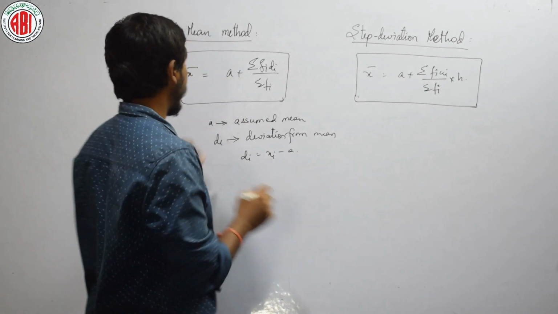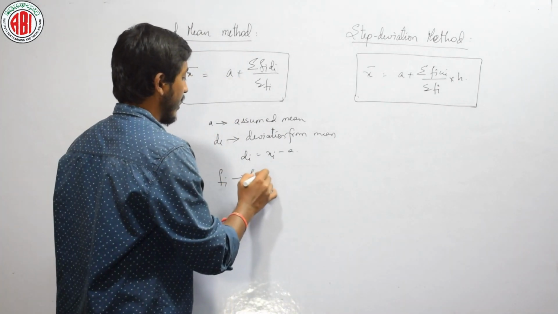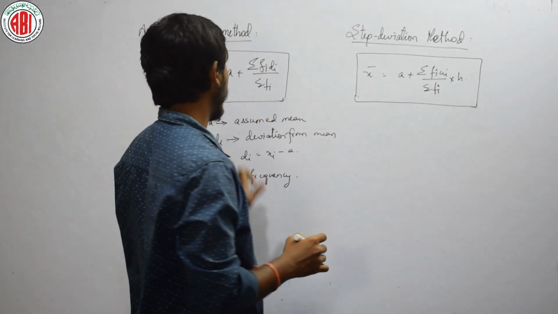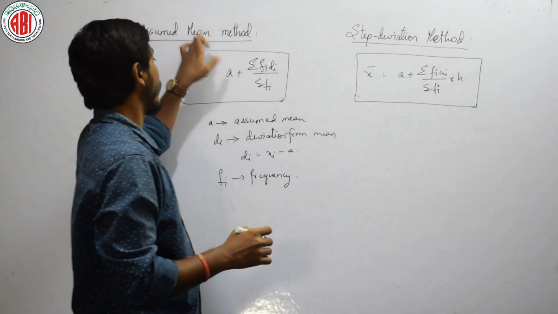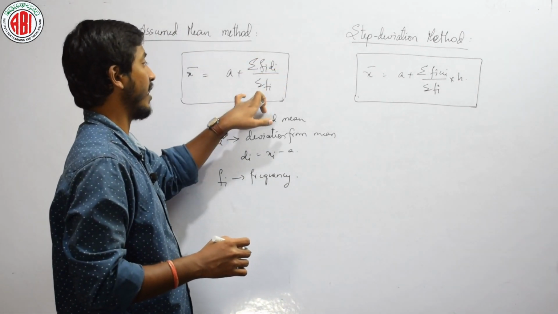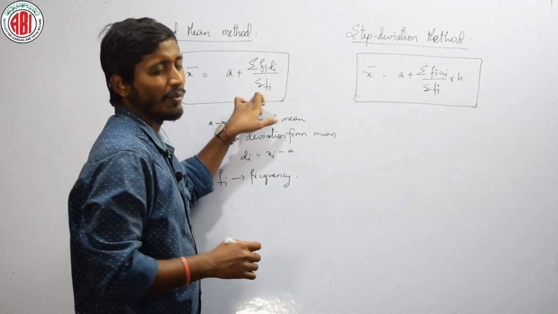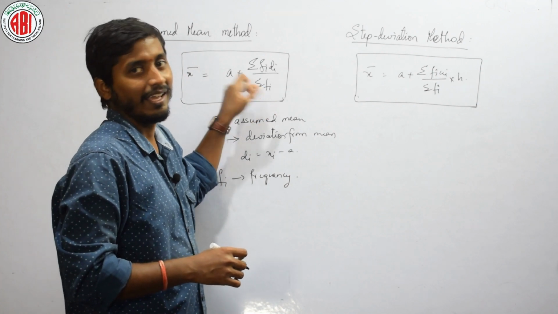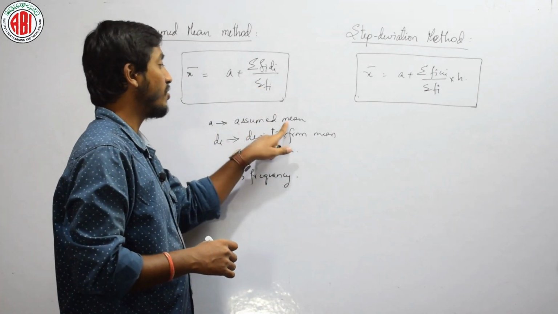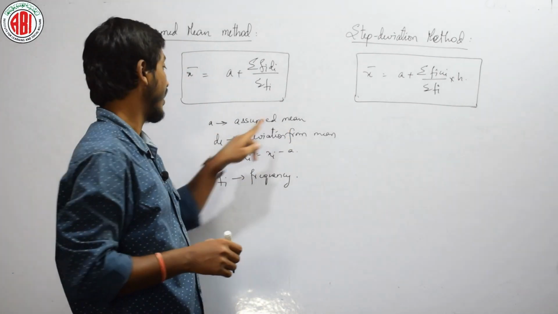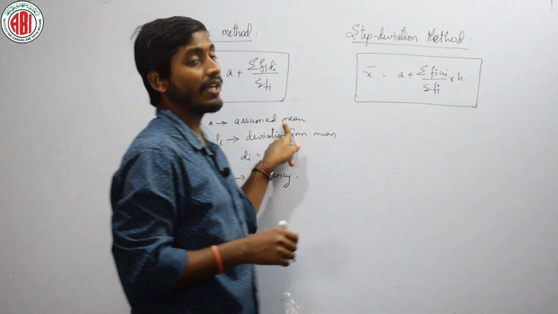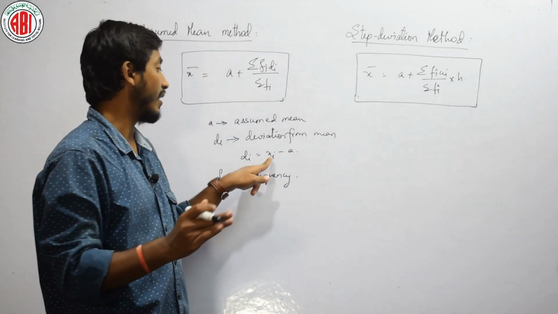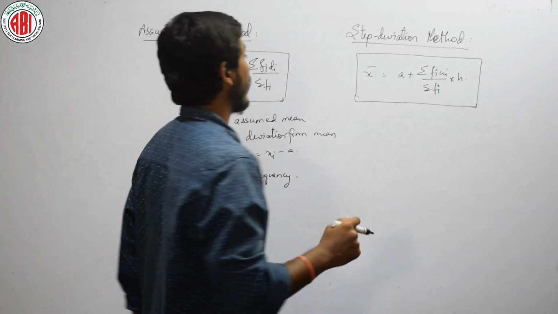Is it okay? What is fi? Frequency of that class. Did you understand? That is what this formula means. The assumed mean method is x bar equals A plus summation fi di by summation fi. Mostly people call it sigma, but its actual name is summation. A is the assumed mean, which we have to assume from the given table, and di is the deviation from this assumed mean, that is xi minus A. fi is the frequency of that particular class.